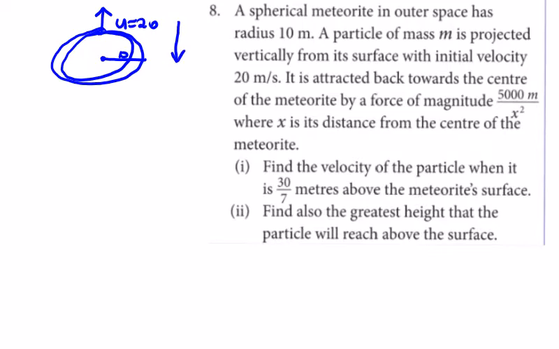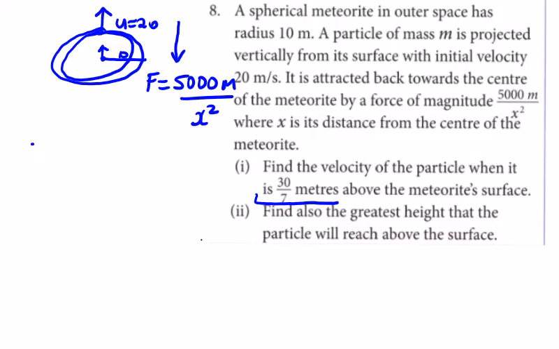So we're going to need to add that 10 on at some point. By a force, so we're given the force here, it has a magnitude of 5000 m over x squared, and x is a distance from the center of the meteorite. So from here, we're going to be looking at x going up this way. So the force coming back down is in terms of x. Find the velocity of the particle when it's 30/7 meters above the meteorite.